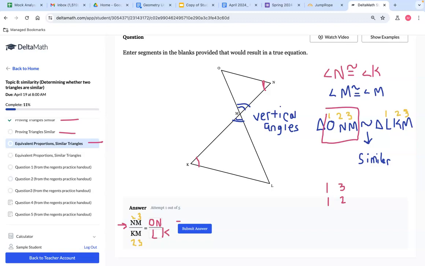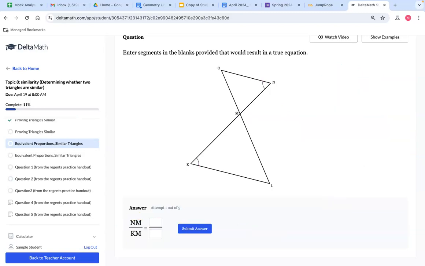Or you can say, instead of this, it could be OM over LM. And make sure the letters are capital, guys. The letters must be capital, and I think Delta Math is going to tell you that. So let's write that in. So it's going to be ON over, and I know I erased my annotations, ON corresponds to LK.